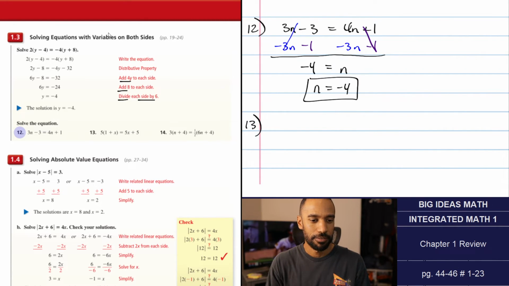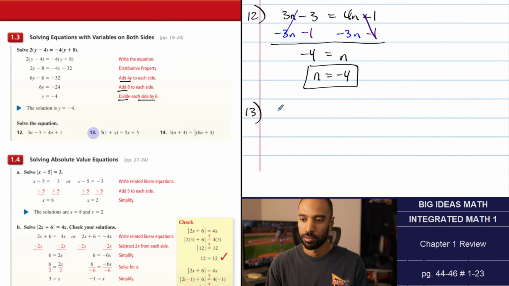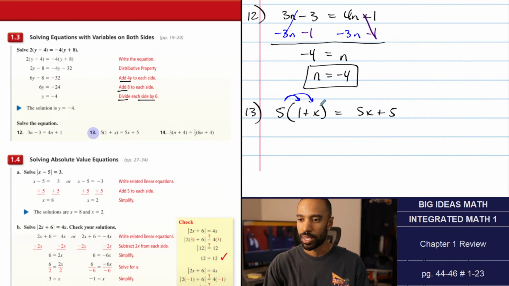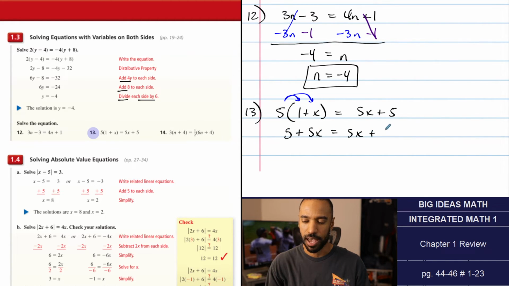Okay, number 13. We have 5 times the quantity 1 plus x equals 5x plus 5. I'd like to distribute first. So I get 5 plus 5x equals 5x plus 5.